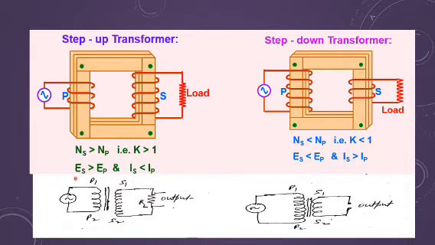So ES is greater than EP. But for keeping the power constant, it means IS should be less than IP. But for this, the K constant is greater than 1. For the step up transformer, this K is greater than 1. This is to be noted that the transformation ratio is greater than 1.